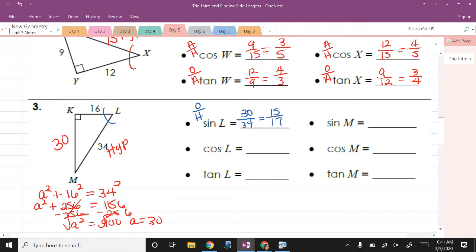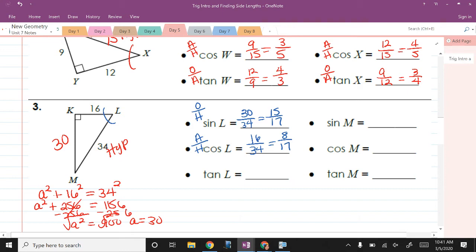What's the cosine of L? It's going to be adjacent over hypotenuse. What side is adjacent for angle L? 16 over what? 34. What does that reduce to? 8 over 17. Very good.